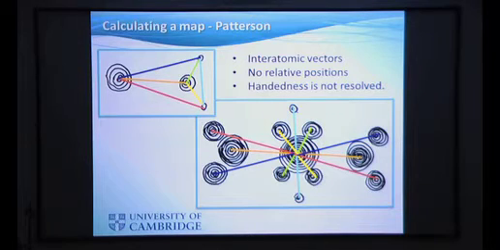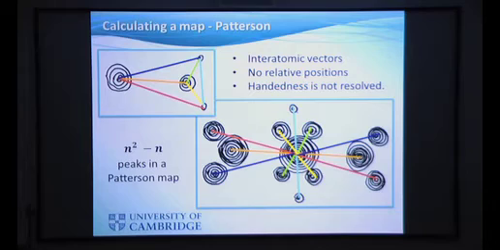We get interatomic vectors from this, which gives us some structural information, but we get no relative positions. We only get the direction and the length of the vectors between the atoms. And we can't resolve any handedness here. However, you will easily see that you get n squared minus n peaks in a Patterson map. And for a protein, that's quite a number of vectors. And given that they all come from the same origin, the area around the origin will be extremely crowded by thousands and thousands of vectors.